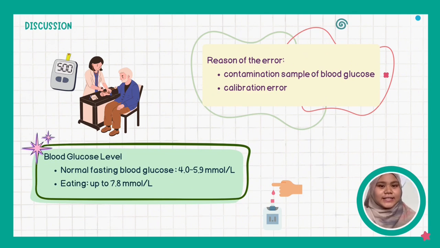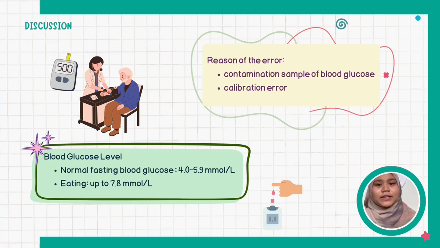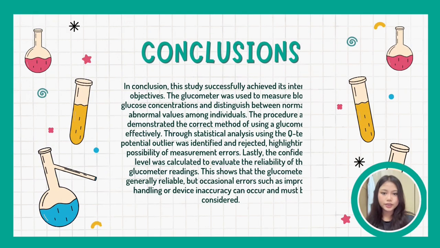As I said, it's an instrument error, where the glucometer process needs improvement to prevent inaccurate results like this in real life. We need to make sure there's no contamination and that the glucometer is properly calibrated. Even small things like not washing hands, using old test strips, or a dirty device could lead to errors, which is what we identified here. In conclusion, the study successfully achieved its intended objectives.